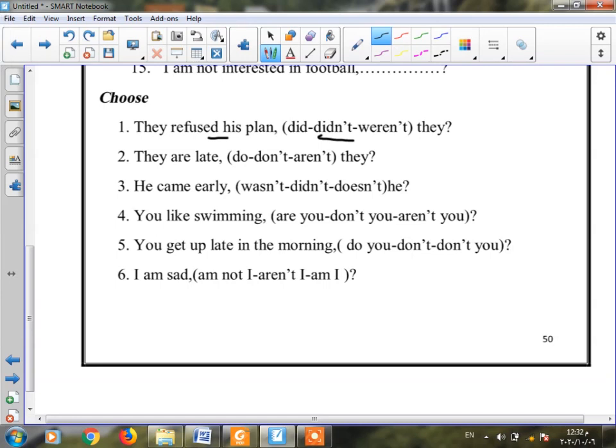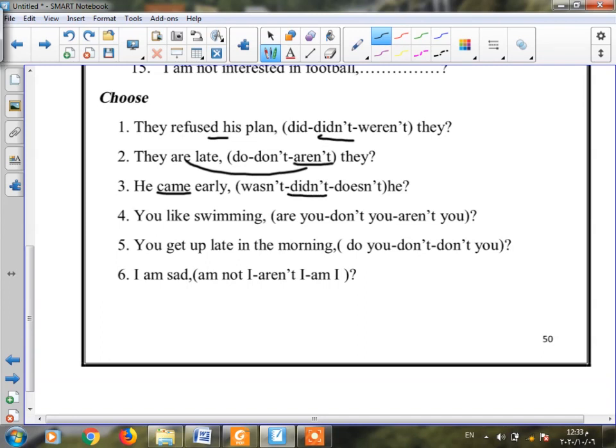Practice number 2. They are late. Here, I'm going to take are as a helping verb, so it will be easy to choose aren't. He came early. If you look at came here, it is the second form of the verb, it's past. So it's a past simple verb. You have to write now a past helping verb, but it has to be in the negative form.